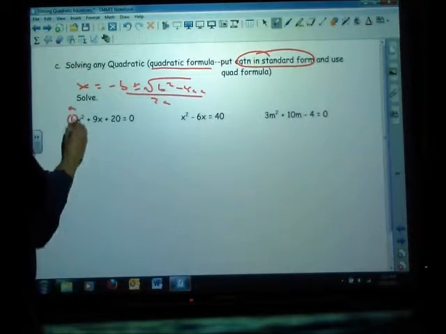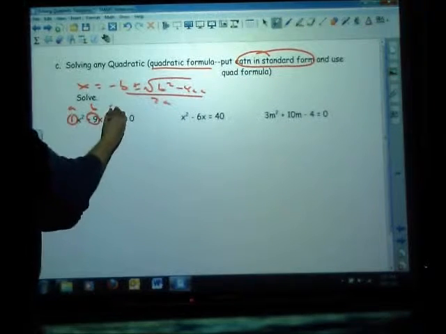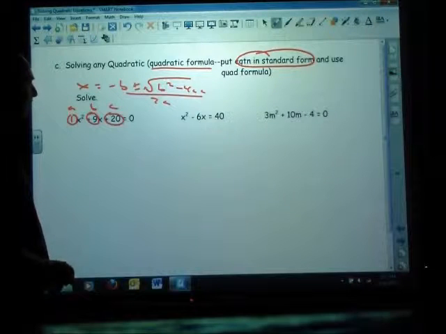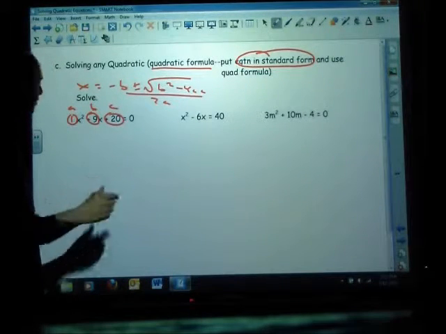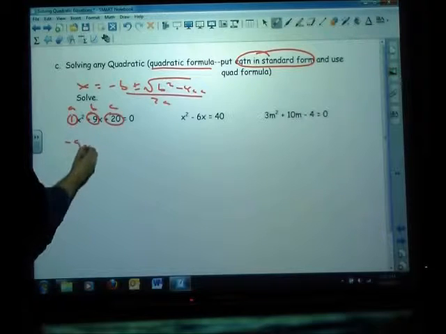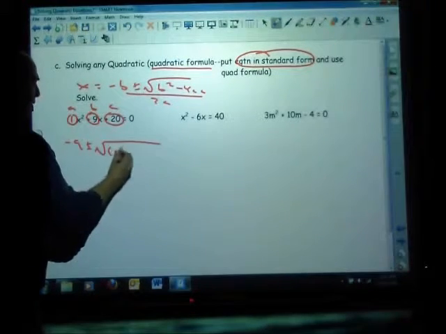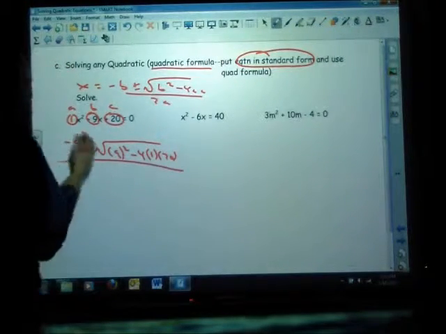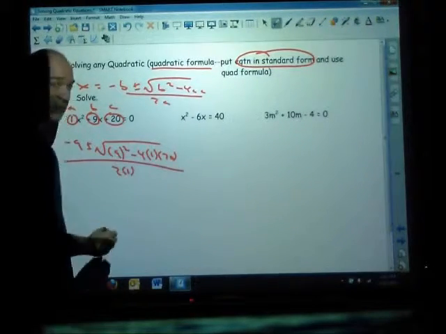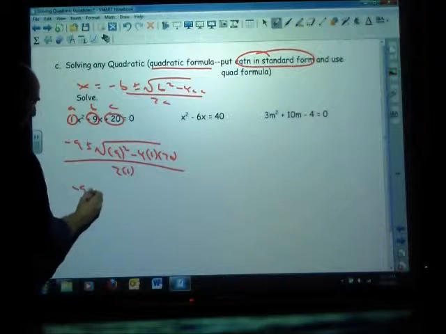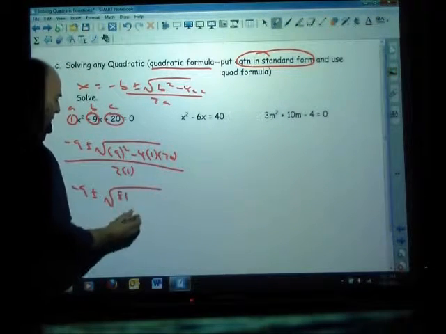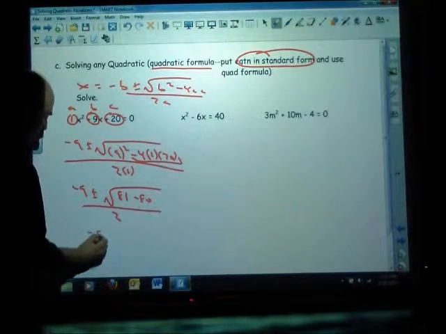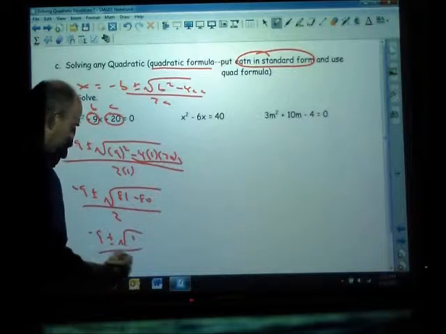But you need to know that a is 1, b is 9, c is 20, and I can solve this equation using the quadratic. So negative b would be negative 9 plus or minus the square root of b squared would be 9 squared. Negative 4 times a times c over 2 times a would be 2 times 1. And essentially you just work this. Negative 9 plus or minus the square root of 81, let's see, that would be minus 80 over 2. Negative 9 plus or minus the square root of 1 over 2 now.